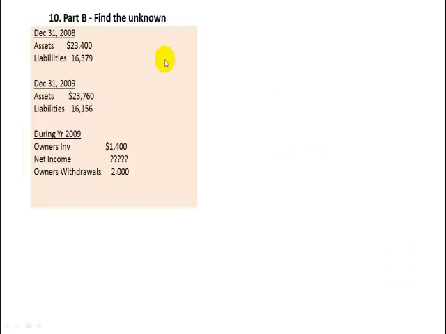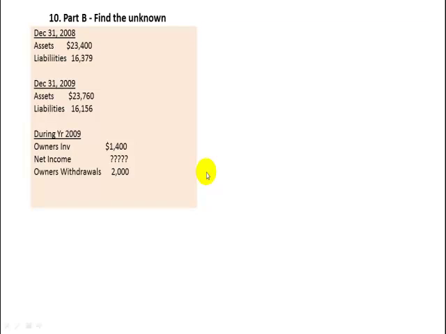This problem is exactly the same as the last one we did. The setup is exactly the same. We know something about the beginning asset, liability, owner's equity, the ending asset, liability, owner's equity, and what happened during this year, which was 2009. In this case, we're looking for net income. So it's a little more complicated, but it's basically the same kind of setup.